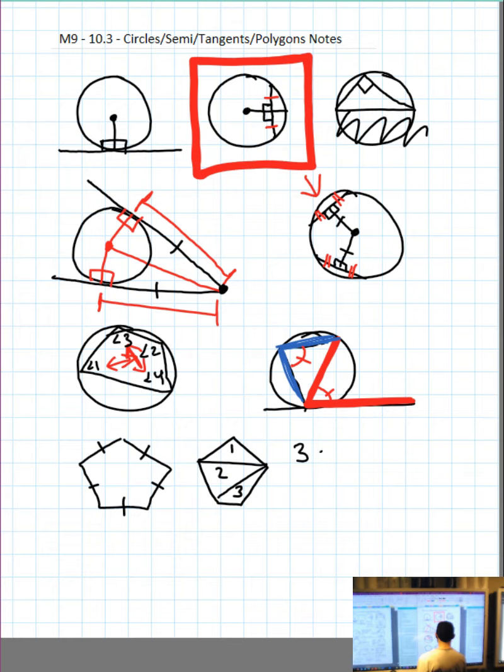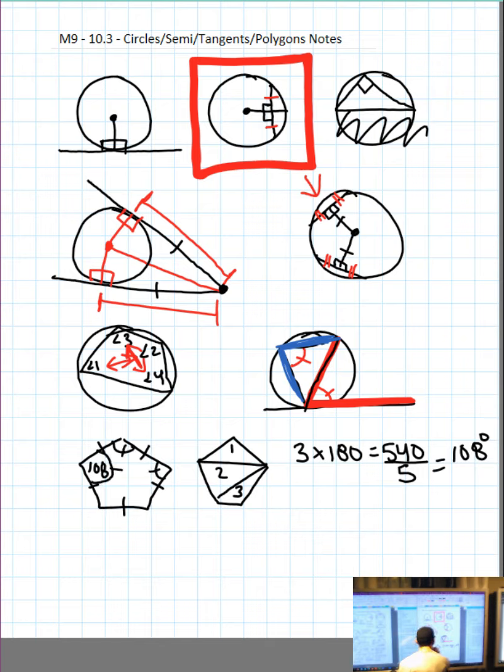Therefore, we do 3 times 180, which is equal to 540. Then we divide it by the number of sides. A pentagon has 5 sides, and that's equal to 108, which means that each of these angles is 108. As you can see in the notes, I put 108 in all the locations. And those are called interior angles.